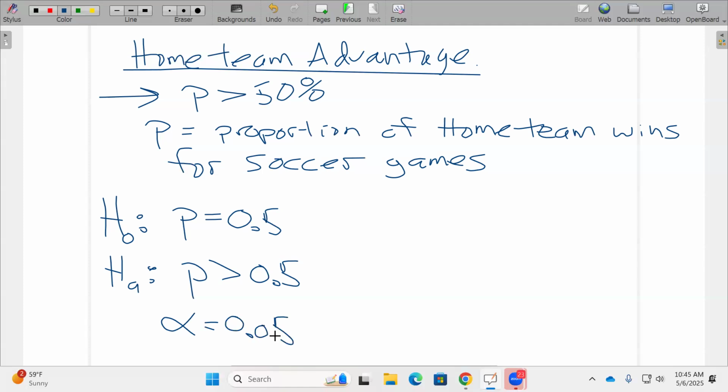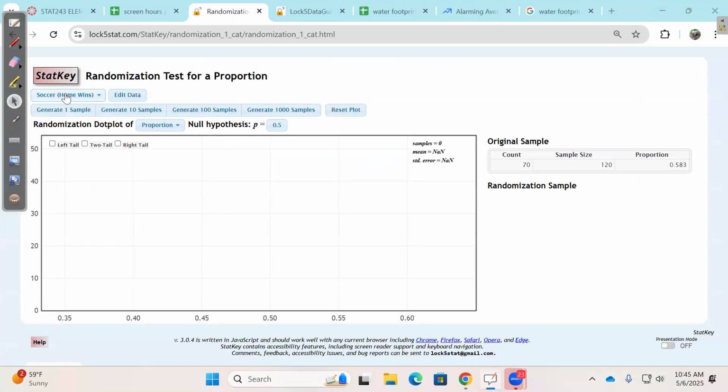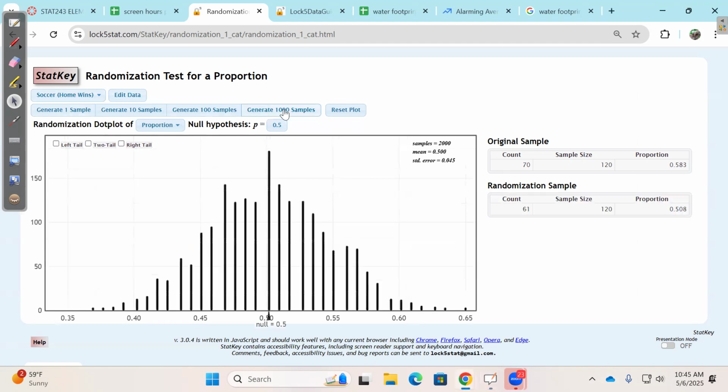Okay, so step one, define your parameter, come up with your hypotheses. Step two is get the data, go to STAT243. STAT243 happens to have this data in there. The first step, make sure you have the right data set. So I'm on soccer home wins. The data in STAT243 comes with a null hypothesis. If we're bringing our own data in, we have to set that. A common mistake people make when doing hypothesis tests is forgetting to set the null hypothesis. Here it was given. Once I have those two, then I just generate.